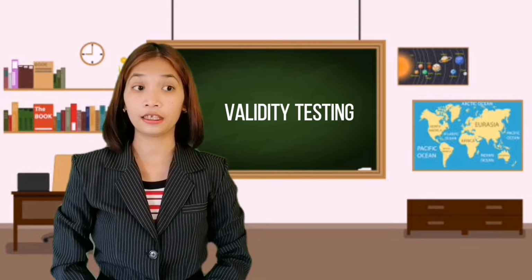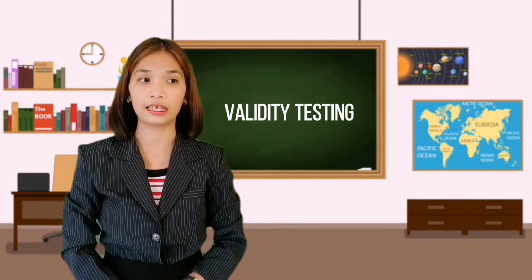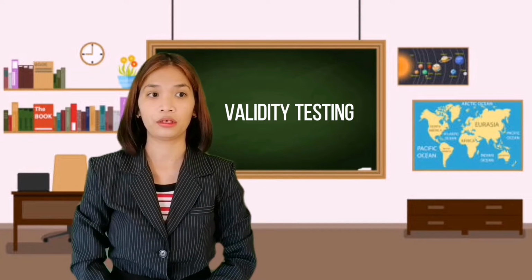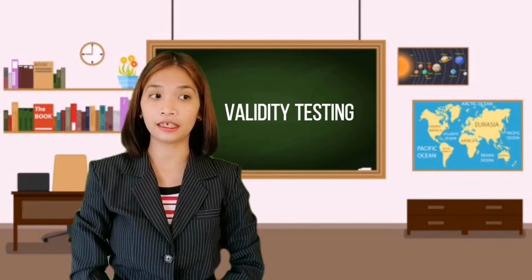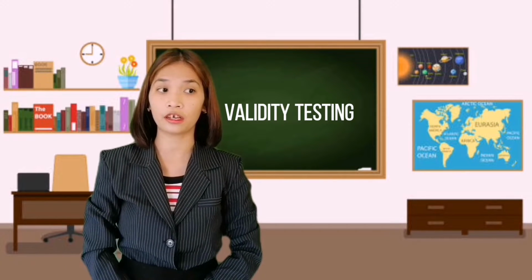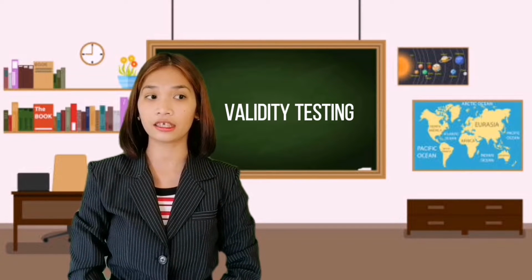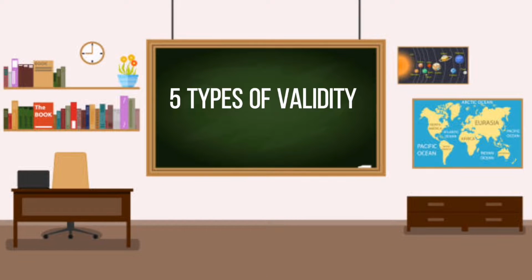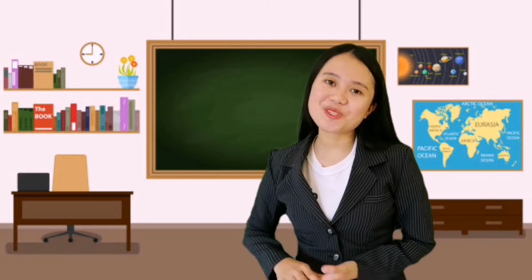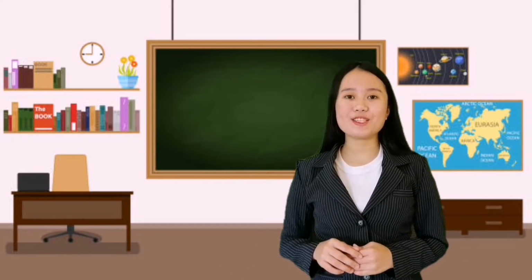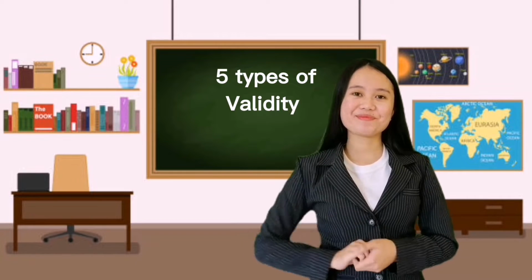Validity testing. Validity refers to how accurately a method measures what it is intended to measure. If research has high validity, that means it produces results that correspond to real properties, characteristics, and variations in the physical or social world. Do you also know, students, that validity can also be divided into 5 types?